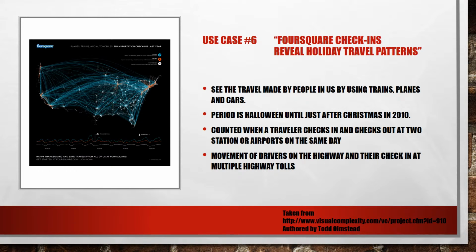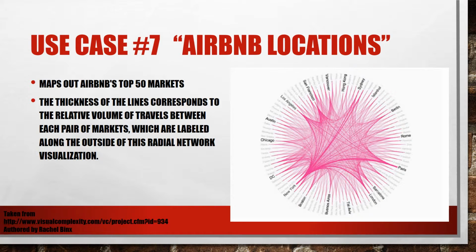Moving on to the next use case. Use case number 7 is called Airbnb locations. This maps out Airbnb's top 50 markets. The thickness of the line corresponds to the volume of travel between each pair of markets, which are labeled along the outside of this radial network visualization. When you look at it, you can understand that there's a high amount of people moving into New York during this period, compared to other places such as Austin or Chicago or Berlin.